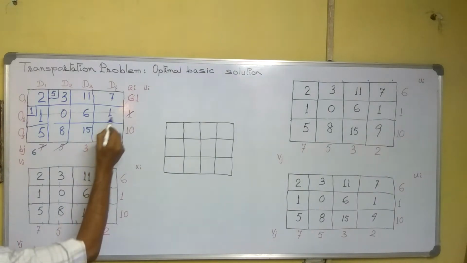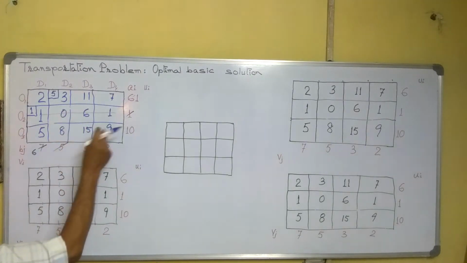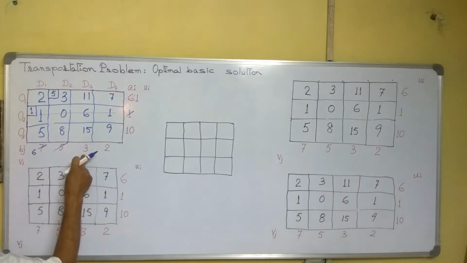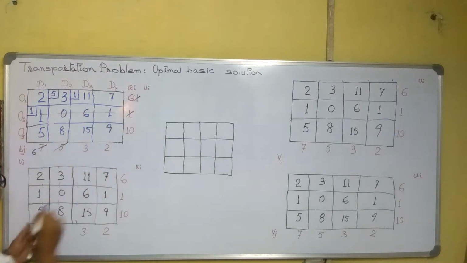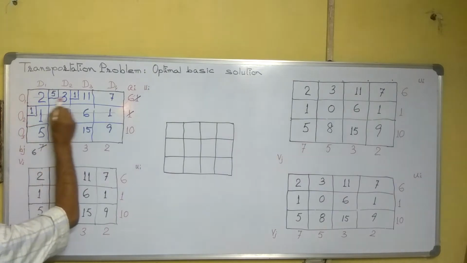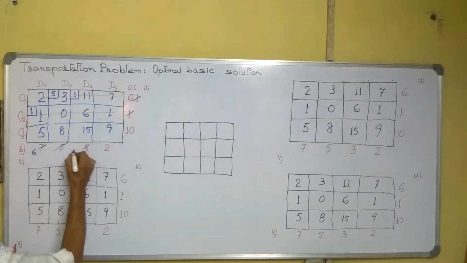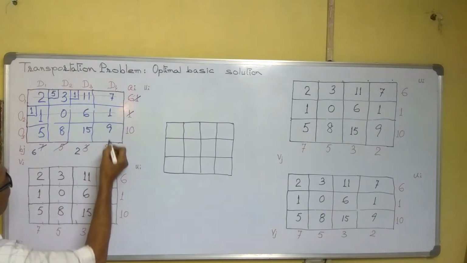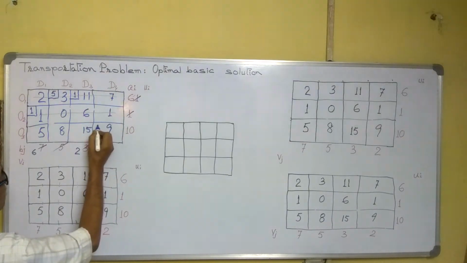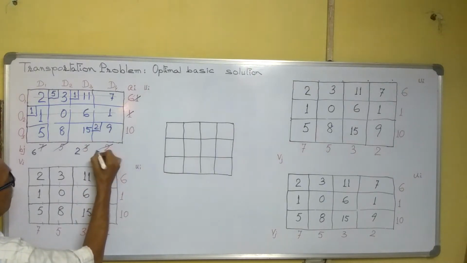Now we will come to this one. This one minimum is 11, and here available is 1, requirement is 3. 1 is less, so we have to apply 1. So now this one is also done and this row is also finished. And here you have supplied 1, so it remains 2. In this column, now 9 is there and 2 and 10, you have to apply 2. So this one is finished.